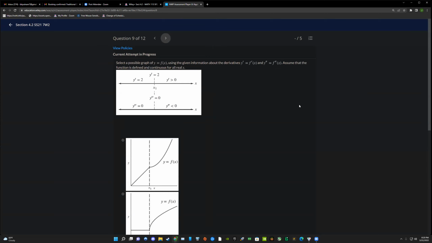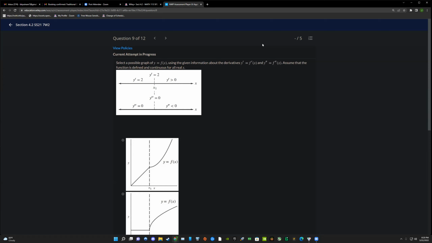Okay, how do I want to do this? This is such a weird problem. Okay, so the first graph, I'm sorry, the first graph.